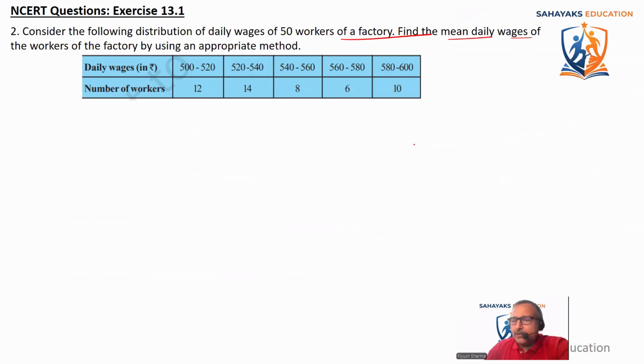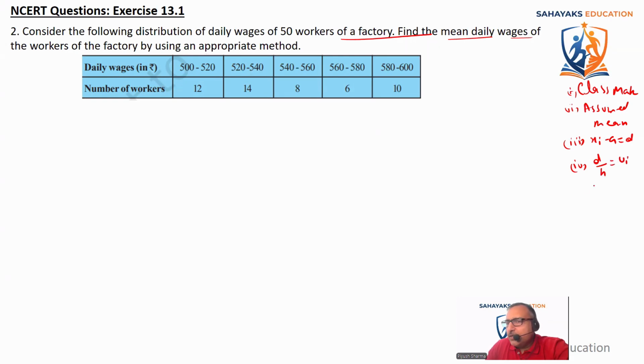Again, you're going to use the same step deviation method. So first is the class mark. Then the assumed mean. The third step is xi minus assumed mean, which we'll call the deviation. The fourth step is we'll calculate deviation divided by h, and we'll call it ui.